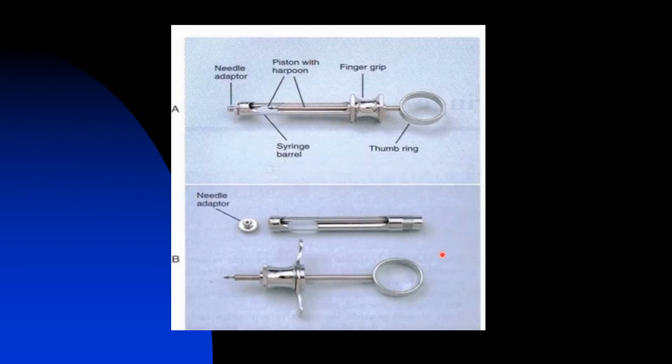So already you've seen in the department what we are using: the thumb ring will be there, the finger grip will be there, and the piston with the harpoon. That means in this area we are placing the cartridge, so it will push that LA solution, and the needle adapter.